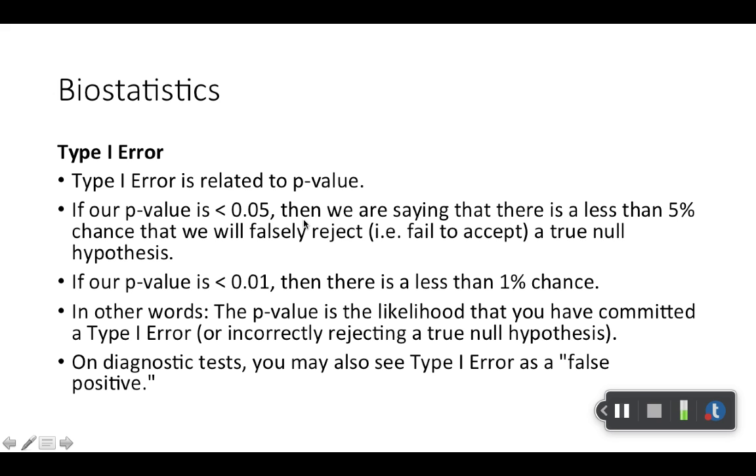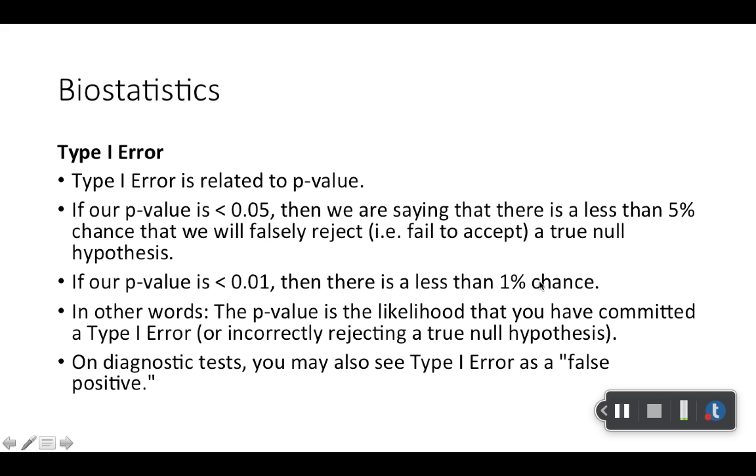Type 1 error is related to p-value. If your p-value is less than 0.05, then you are saying that there is a less than 5% chance that we will falsely reject a true null hypothesis. And if the p-value is less than 0.01, then there's less than a 1% chance.